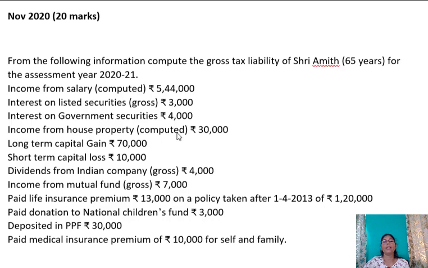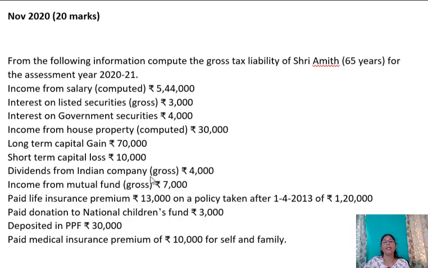Income from house property, it is given computed. If they do not give computed, then you have to deduct from this annual value, or else you can take the amount as it is. Long term capital gain 70,000. Short term capital loss is given. You can set off short term capital loss from long term capital gain.